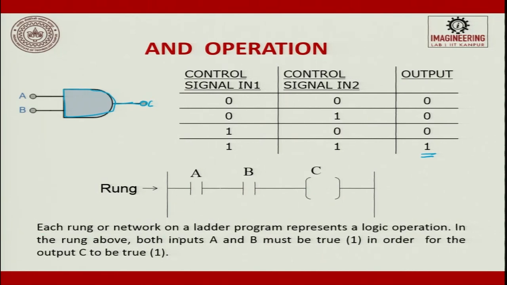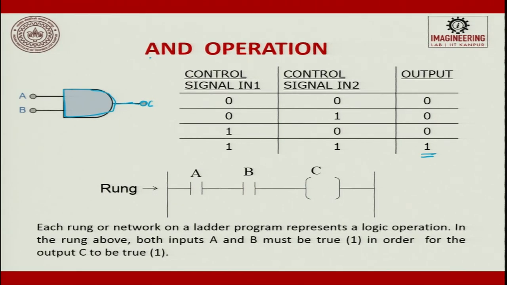Each rung or network on a ladder program represents a logical operation. In the rung above, both input A and B must be true in order for C to be true. So, this entire table is now represented in this one rung, and several of these rungs are attached. A and B in turn can be attached to a field sensor which is giving input to the signal.